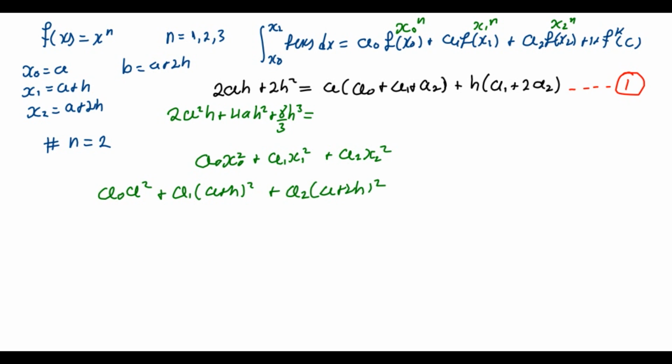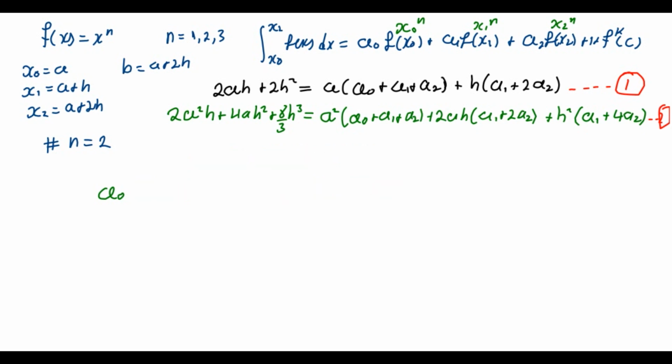If you expand this, you're going to find yourself writing this as a squared outside, then in the brackets a naught plus a sub 1 plus a sub 2, plus 2ah, open bracket a sub 1 plus 2 a sub 2, then plus h squared, then you have a sub 1 plus 4a sub 2, and this right here is my equation 2. That's our equation 2.